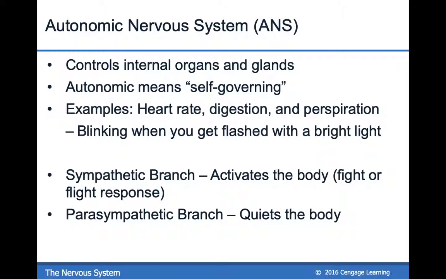You can't really control your heart rate directly. You can't control your digestion or perspiration. You don't have to think about your heart beating. You don't have to think about breathing. It happens automatically. So that's our autonomic nervous system.